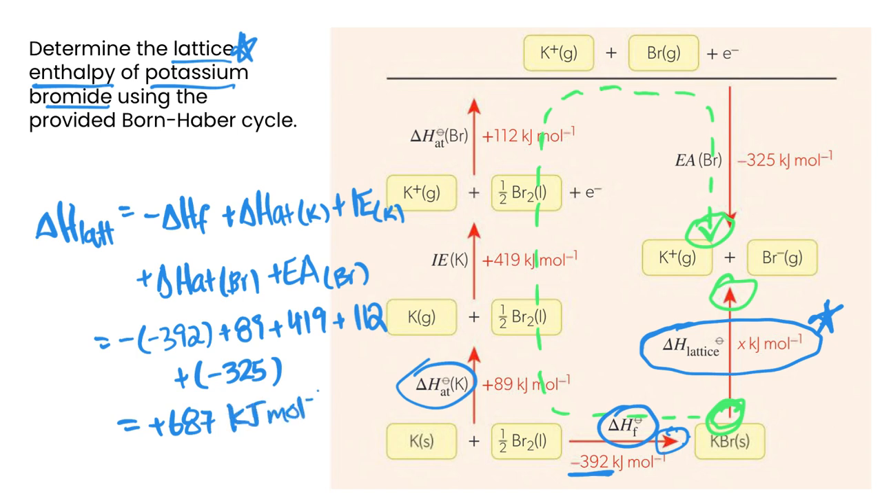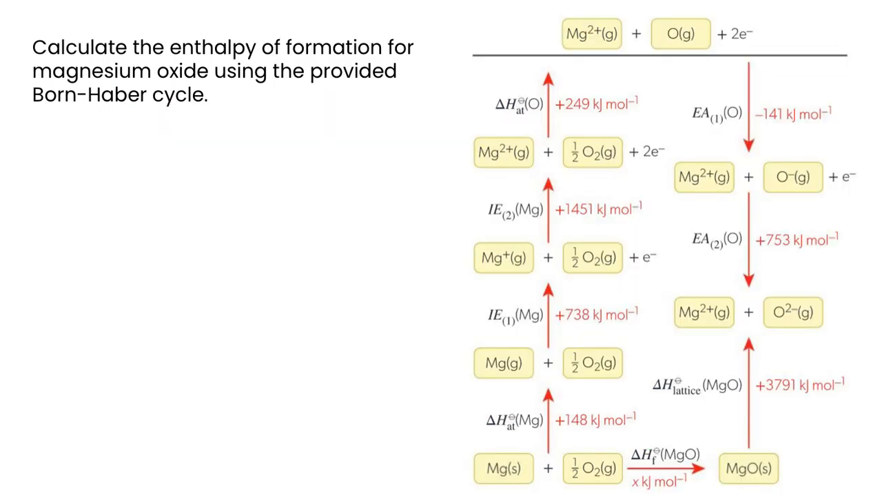You know you've done this right. At least one way to check is that we know the direction that the arrow's drawn here for our lattice enthalpy means that it should be endothermic. So you can double check, make sure it's endothermic. If it is, you're probably good. Now let's take a look at one more example.